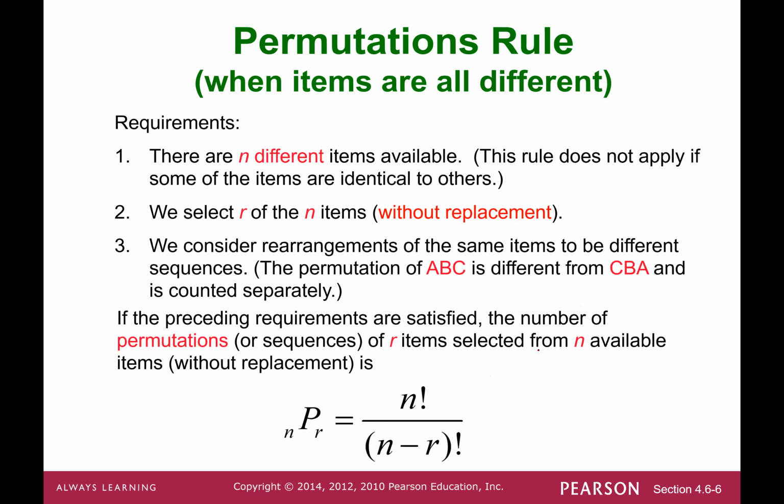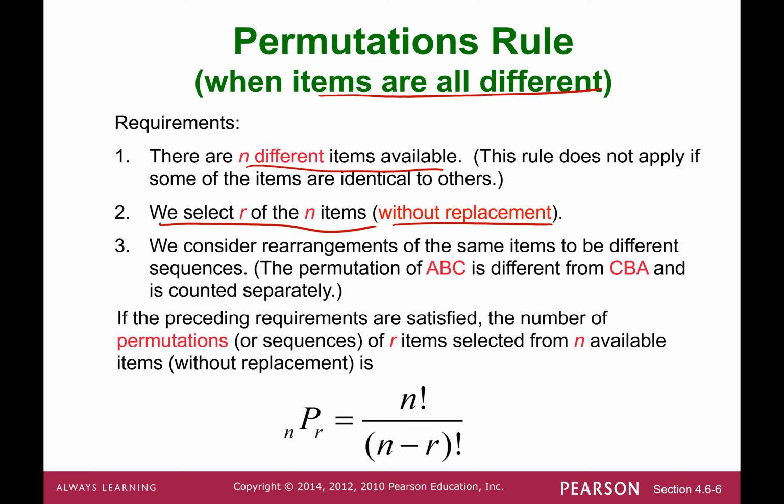Think about the permutation rules, right? Now, assuming all items are different. For students, they are different, right? Let's say you have 100 students, they're all different. So the requirements: there are n different items available, and then we select r of the n items without replacement. This is important. You pick an item, you assign the position, then the item is not available anymore. So it's gone.